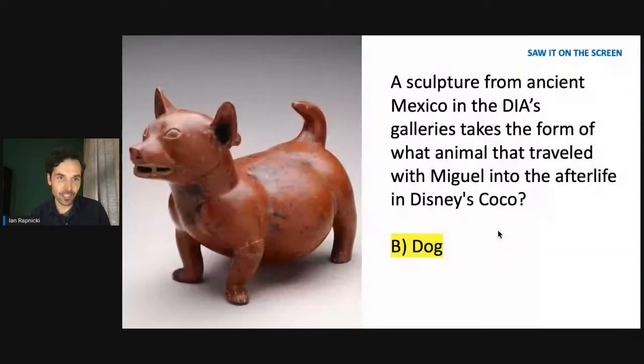All right, time's up. Answer is B. It's a dog seen here on the presentation screen. This is a dog made of clay with red slip. It dates from somewhere between 200 BCE and around 300 CE. So it's somewhere around 2000 years old. Ceramic sculptures of hairless dogs have been found in pre-Columbian burial sites throughout Western Mexico. They were believed to act as guides for souls on their journey into the afterlife, just like we saw in the very beautiful movie Coco.